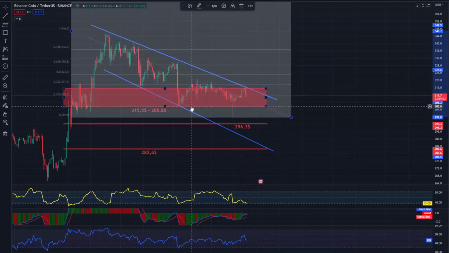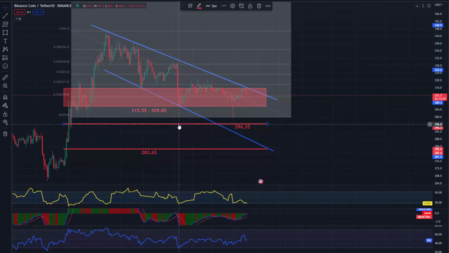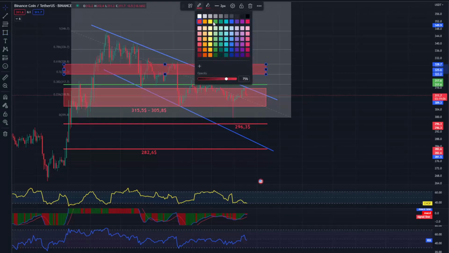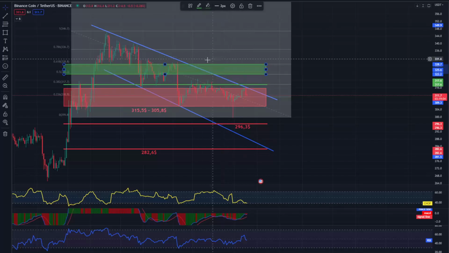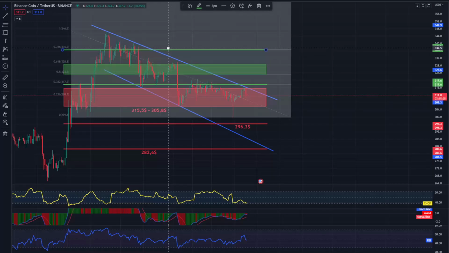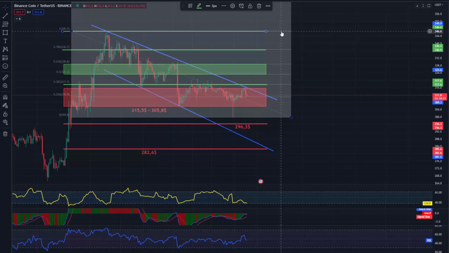Looking the other way, we can also mark the places where the price should encounter resistance on the way to increases. And here we have the first strong resistance at $317.60. Then we can mark the resistance zone from $323.20 to $328.70. When it manages to break it, the next resistance is at $336.50, and then the fourth at $346.06.